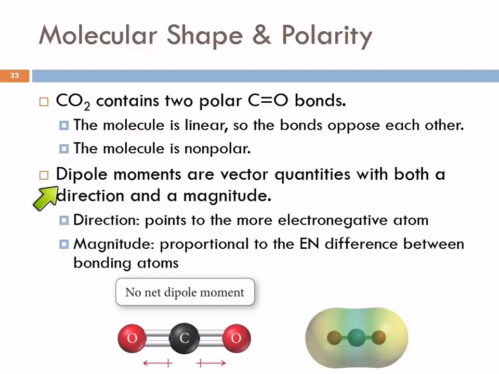Well, dipole moments are actually vector quantities. I don't know if you remember that from math class. Vectors have a direction and a magnitude. The direction is easy to identify. The vector is going to point to the more electronegative element because that is more attractive to the electrons. The magnitude will be proportional to the difference in electronegativity. If we have a small electronegativity difference, the magnitude of the vector is small. If we have a large electronegativity difference, the magnitude of the vector is large as well.